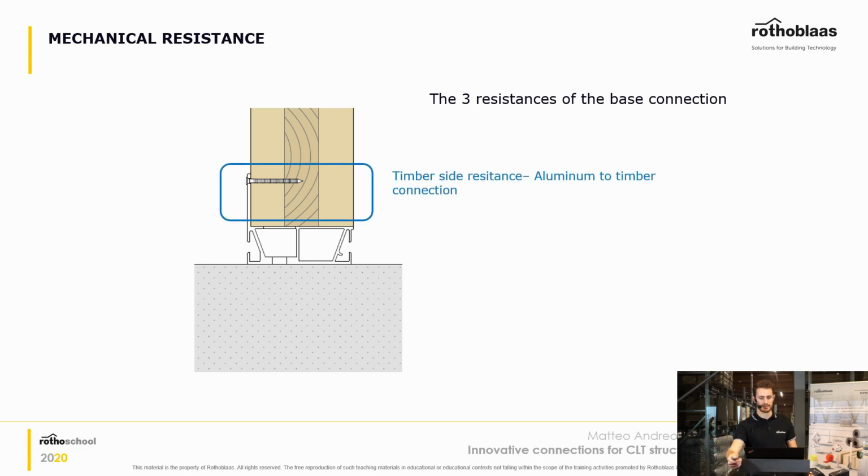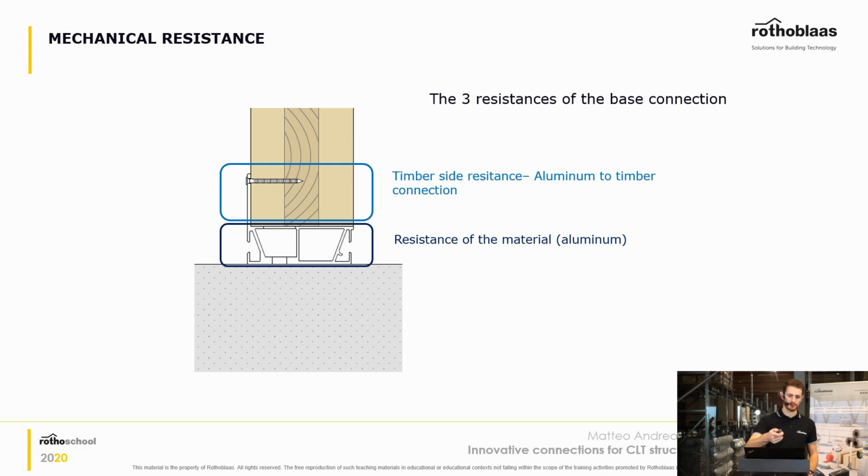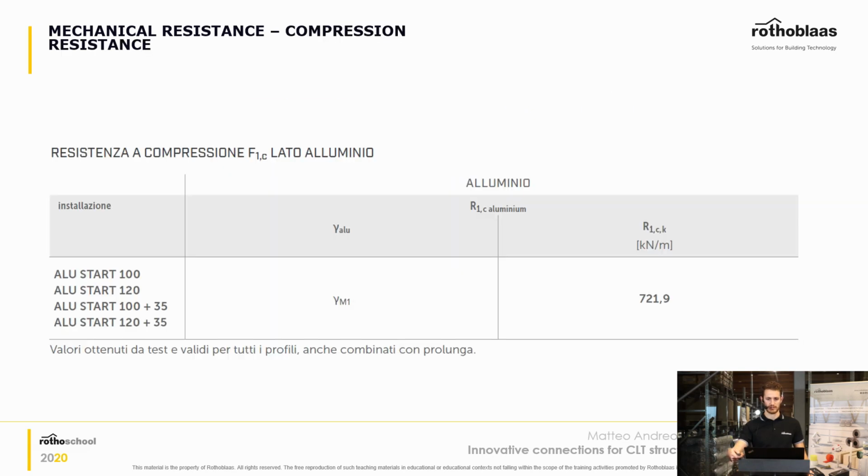So there are three kinds of resistances. The first one is the timber side resistance, that is given by the nails or the little screws that are connecting the aluminum extruded profile to the CLT panel. Then of course you have the resistance of the material, which is aluminum, and you have the resistance of the connection to concrete. So the final total resistance of your connection would be the lowest one among these three that we just explained.